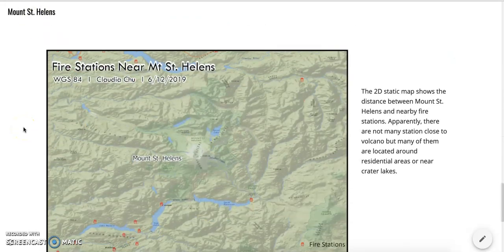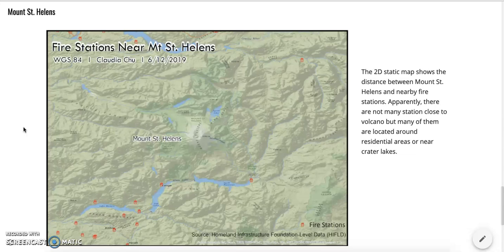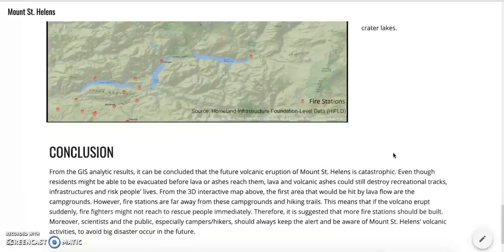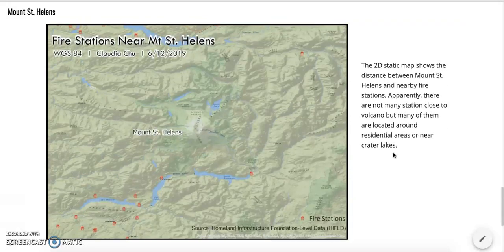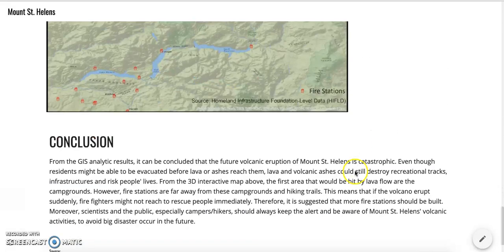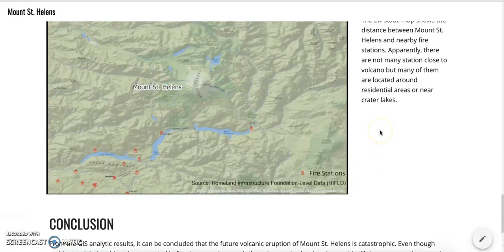Lastly, I have also created a 2D map to show the distance between Mount St. Helens and the nearby fire stations. We can see that there are not many fire stations, only two around the volcano. So in my website, I have suggested that more fire stations should be built, because if the volcano erupts suddenly, firefighters might take a long time to go up the mountain to rescue people.